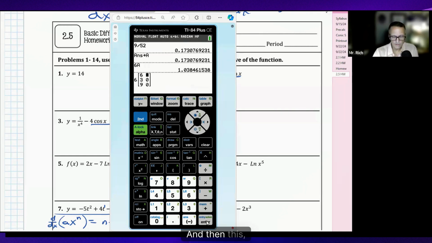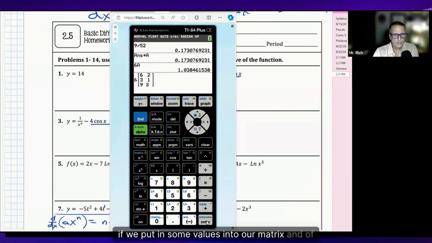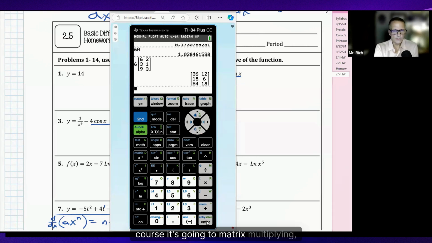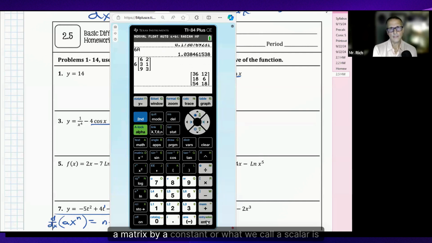Okay. And then if we put in some values into our matrix, multiplying a matrix by a constant, or what we call a scalar, is just distributed to all of the elements inside.